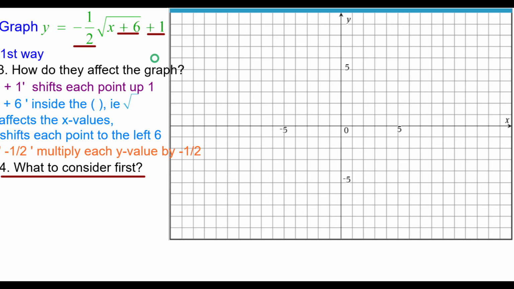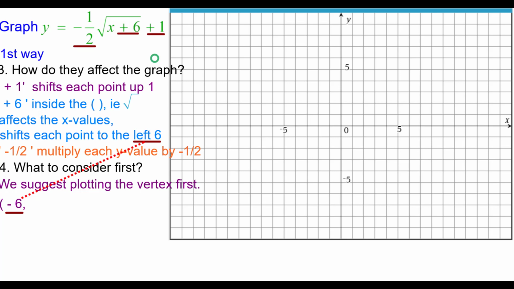What do we consider first? We suggest plotting the vertex first, which is normally at the origin. And that's affected by going left 6, so negative 6 for the x-coordinate, and up 1, so positive 1 for the y-coordinate. So plot negative 6, comma 1. That will be our vertex. We'll plot all points relative to that. Now we do the radical dance.